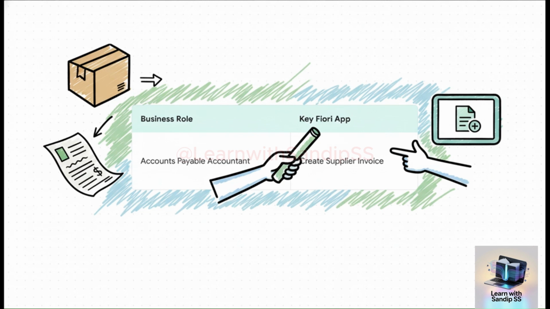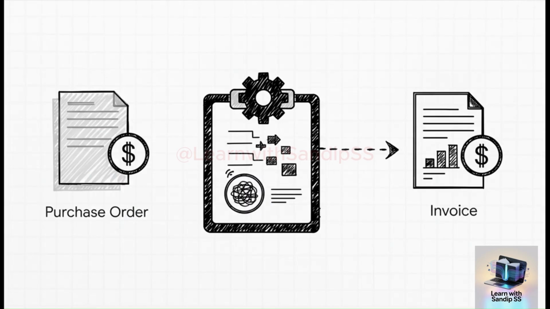Pretty soon after the part arrives, the supplier's invoice arrives. So the baton for this final handoff in our third leg goes to the accounts payable accountant. Their tool of choice is the Create Supplier Invoice app, and they use it to process the bill. Once that invoice is posted, the system does something incredibly smart.